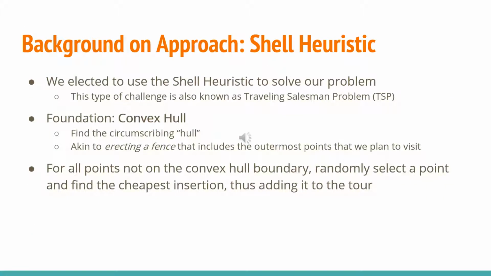The first of the approaches that we will use is the shell heuristic. The shell heuristic is often used to solve the traveling salesperson problem. The initial step of the shell heuristic is to construct a convex hull, which essentially is the smallest convex set that includes all the points in the set, either in the interior or in the boundary. This is the beginning of the tour. Afterwards, each point not in the convex hull boundary, in other words, in the interior of this convex set, will be selected, and the cheapest insertion for this point will be found, thus adding it to the tour.